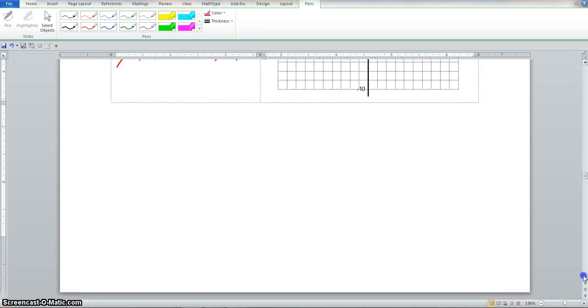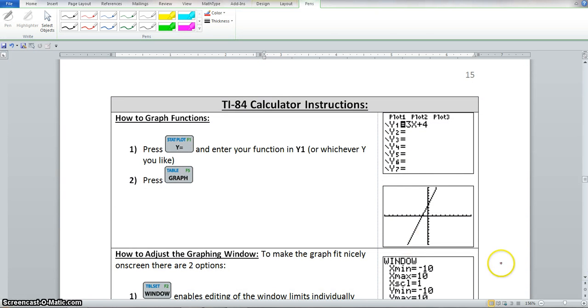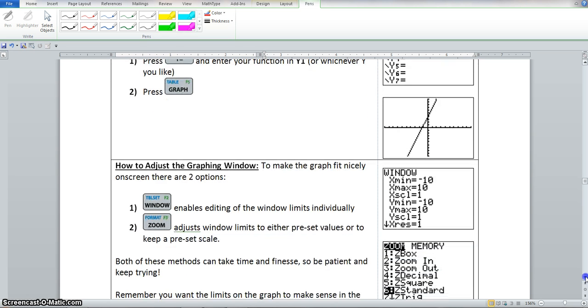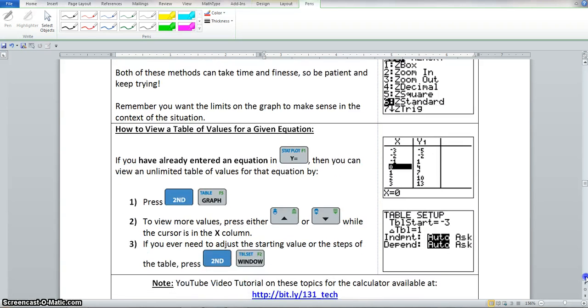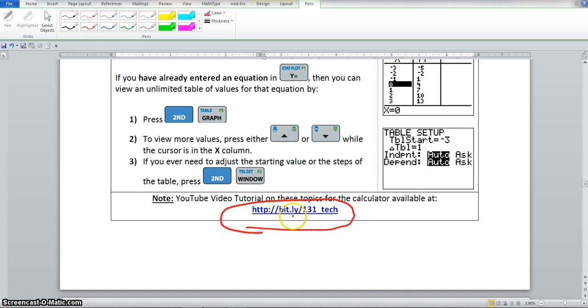Okay, now we go to this next page here. On this next page, it gives you all the TI-84 calculator instructions. Now what you could do, you could read this page at your leisure, and if you want to see the video for this page, you could type this in on the web and you will get the visual or video demonstration of how to put this in your calculator.